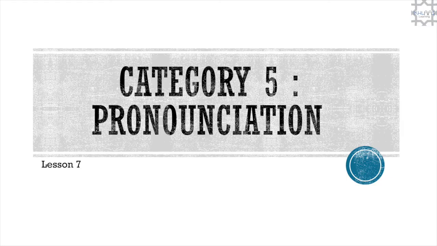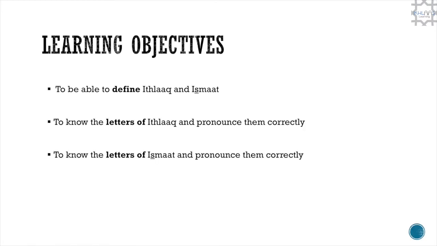Assalamu alaikum. In this lesson, we will be covering the fifth and final category, which is to do with pronunciation. Our learning objectives are: number one, to be able to define idlaq and ismat. Number two, to know the letters of idlaq and pronounce them correctly. And finally, to know the letters of ismat and pronounce them correctly.